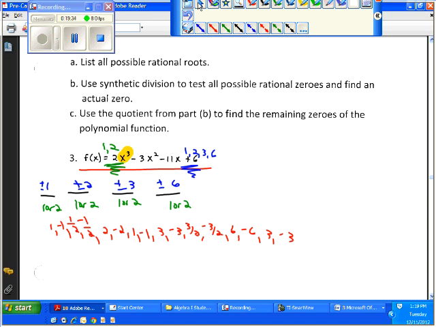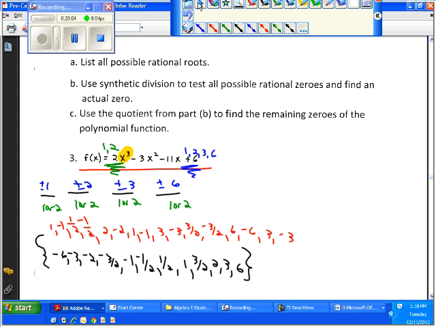So then we'll arrange them from least to greatest. And we would have negative 6, negative 3, negative 2, negative 3 over 2, negative 1, negative 1/2, positive 1/2, positive 1, positive 3 over 2, positive 2, positive 3, positive 6. So we found all of the possible real rational roots using the rational root theorem. That was step A.